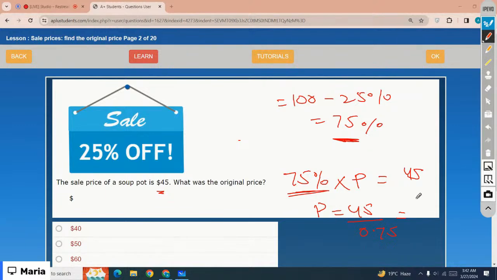This is the thing you need to understand, and here is a very simple explanation. If you paid for something that is 25% off, that means you paid the rest, the 75% amount. So calculate the 75% of the original price, that is $45. When you do the calculation for 75%, the original price of the soup is $60. The correct option is $60. Got it?